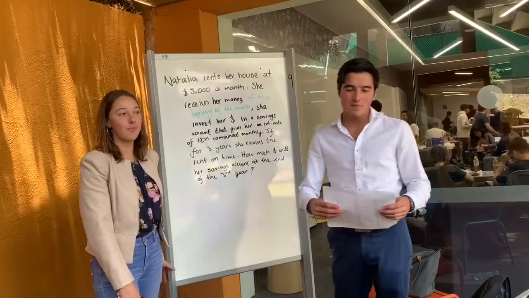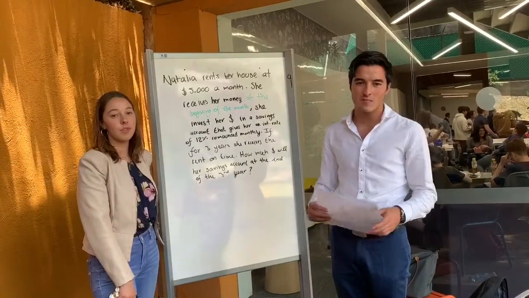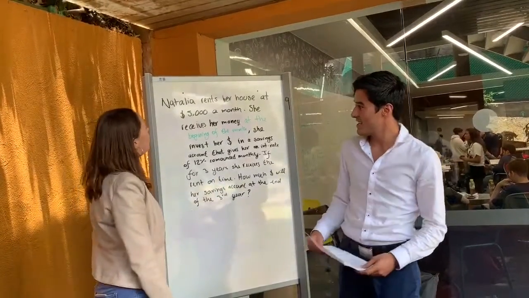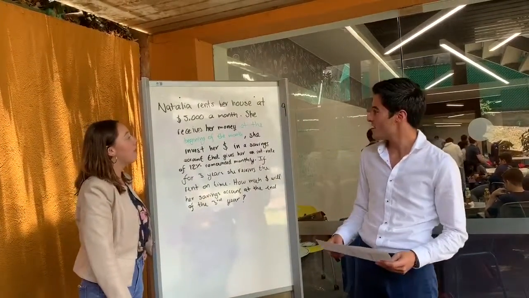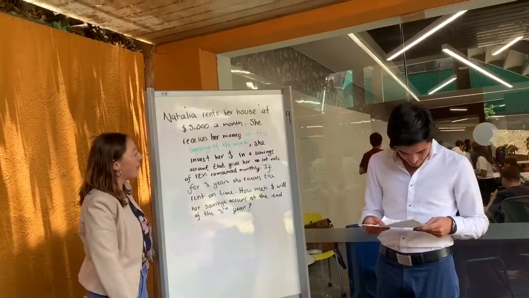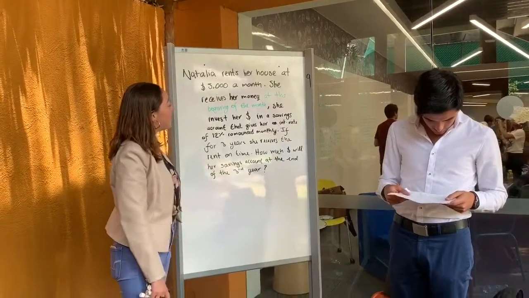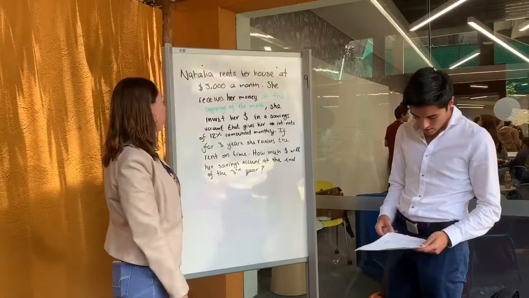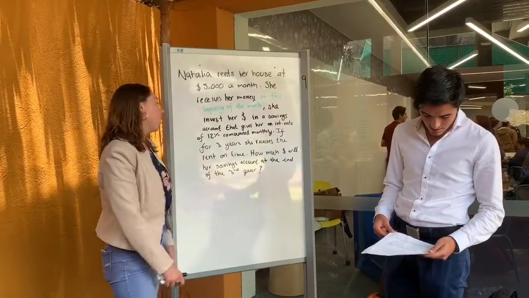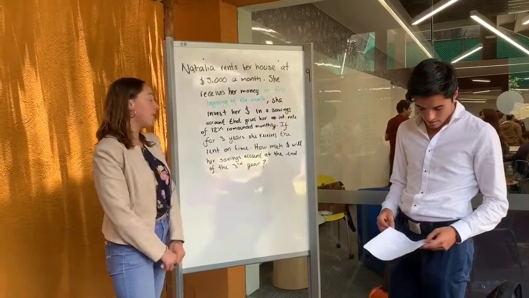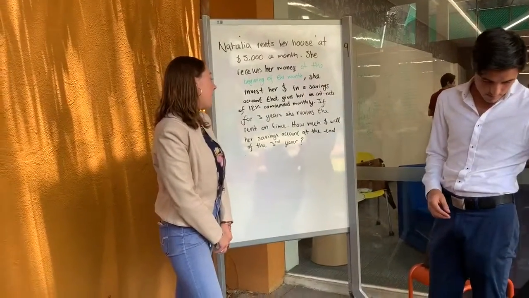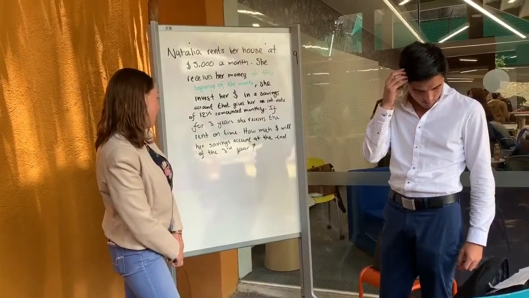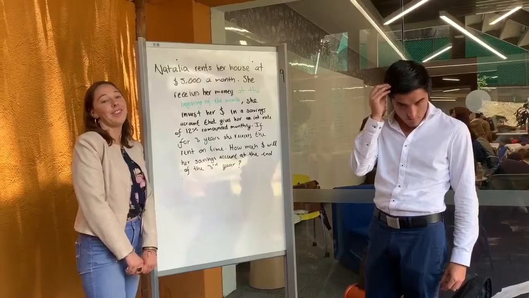In order to exemplify the annuities we're talking about, we're going to use an example problem. Natalia rents her house at $5,000 a month. She receives her money at the beginning of the month. She invests her money in a savings account that gives her an interest rate of 12%, compounded monthly. If for 3 years she receives the rent on time, how much money will her savings account have at the end of the 3-year period?